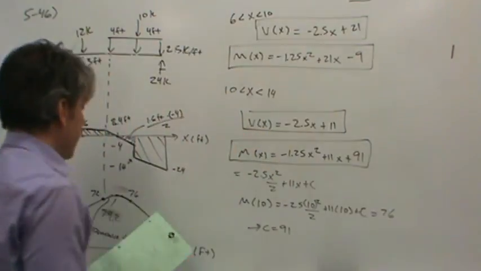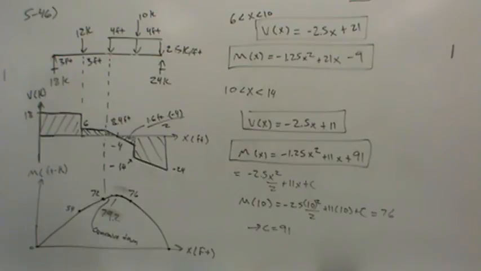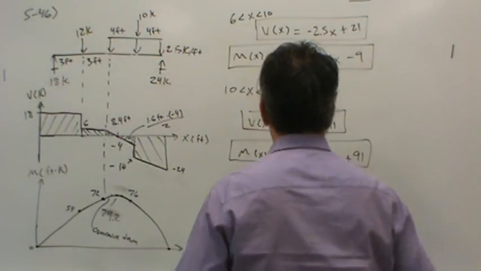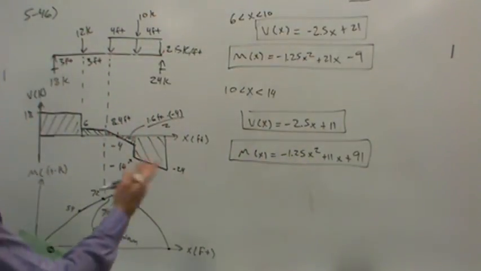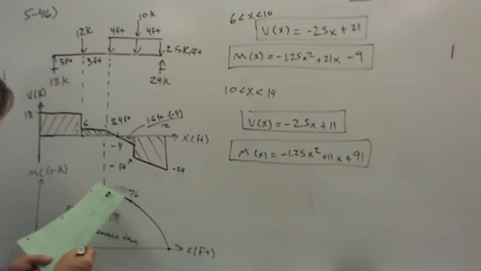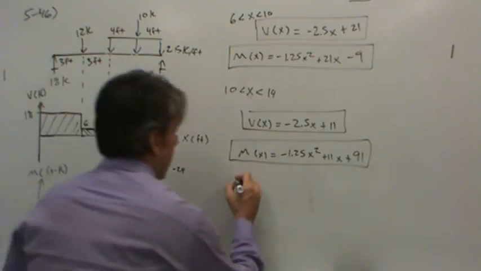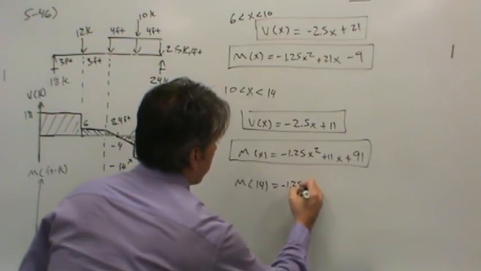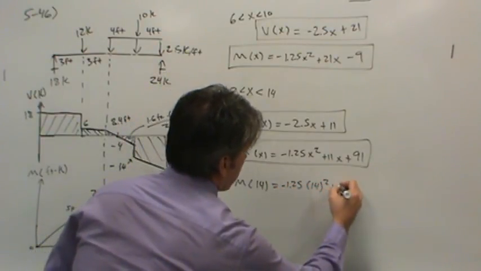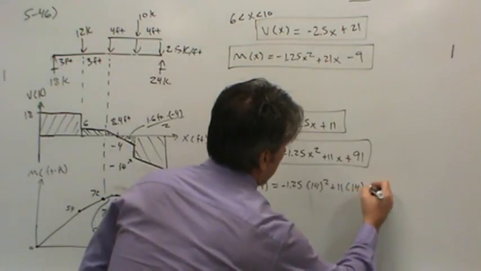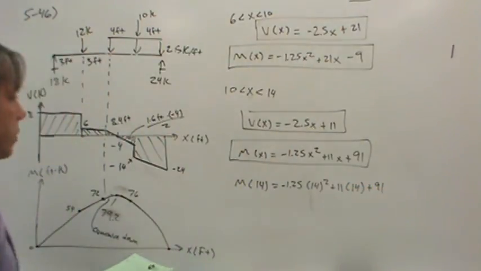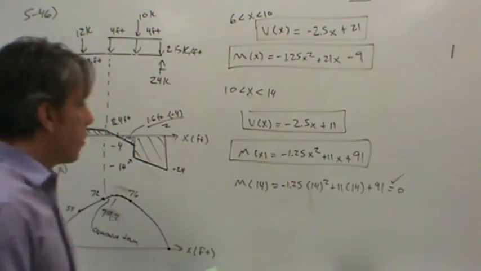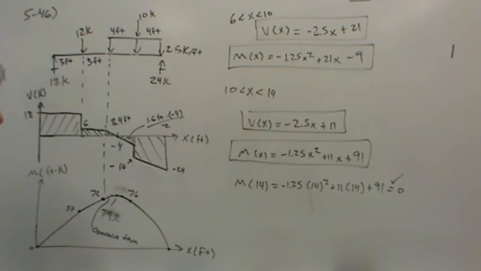We need to verify that this works in this section. We used 10, so we should verify at the other end. Moment at x equal 14 feet is negative 1.25 times 14 squared plus 11 times 14 plus 91. When you write all this out, you find you get a moment of 0. And so this checks out, right? Because we should end up at 0.